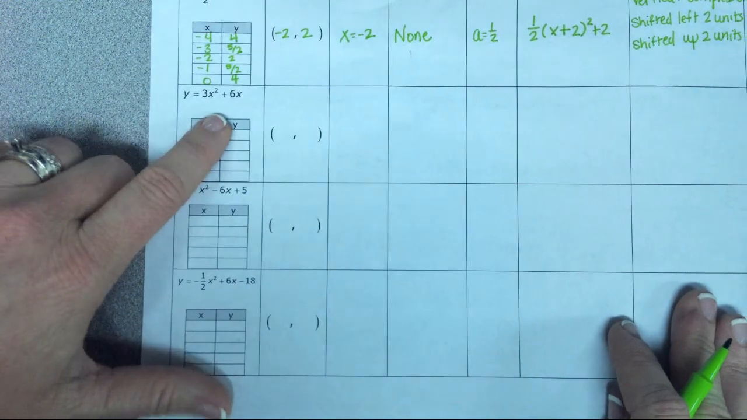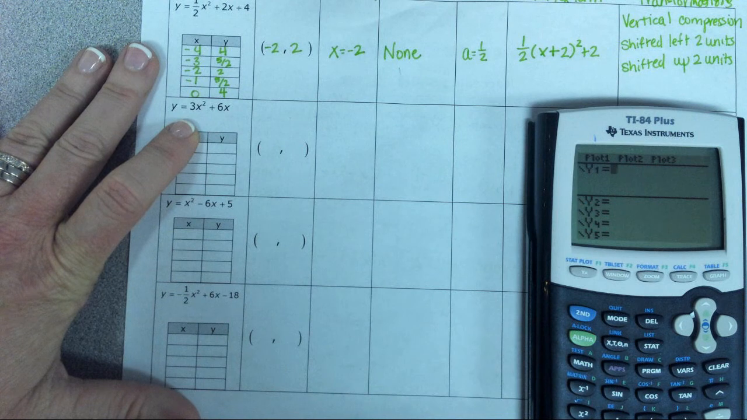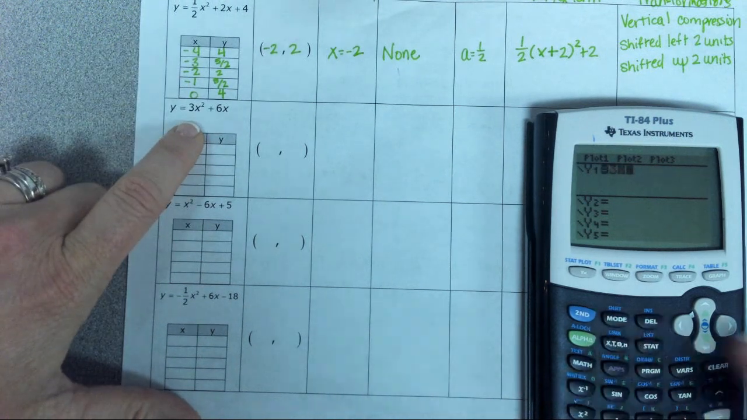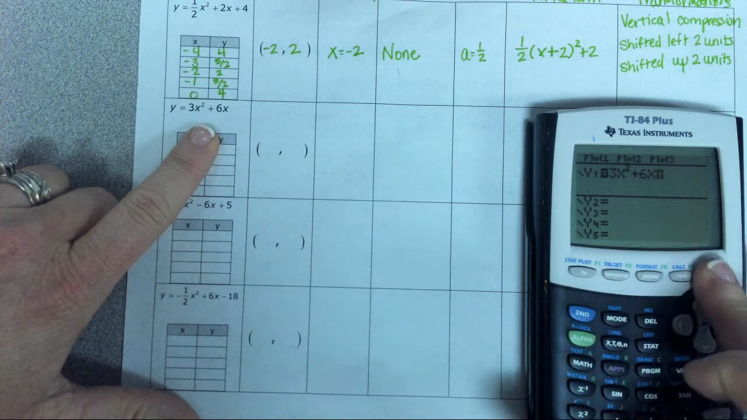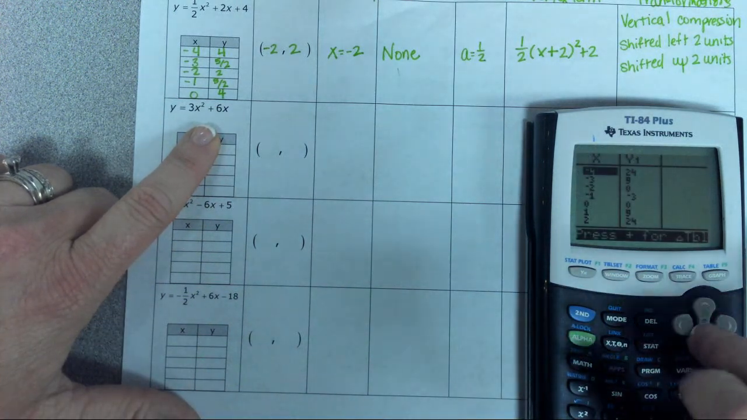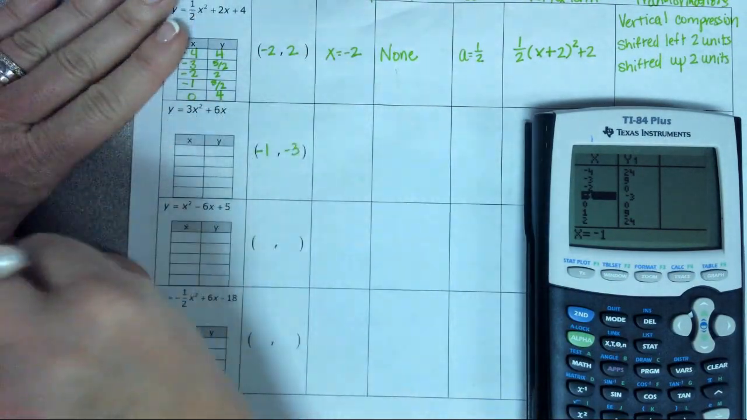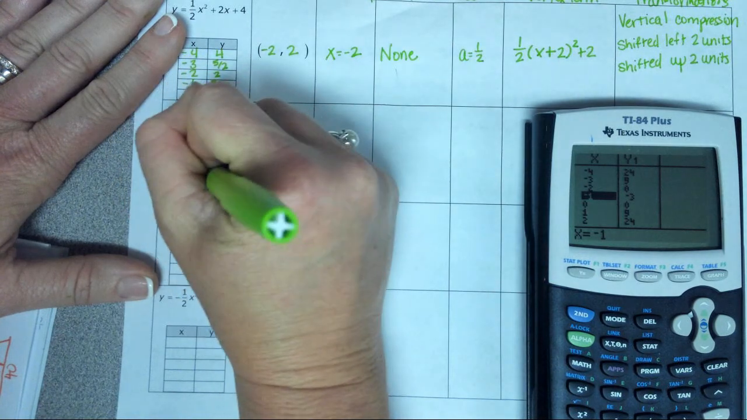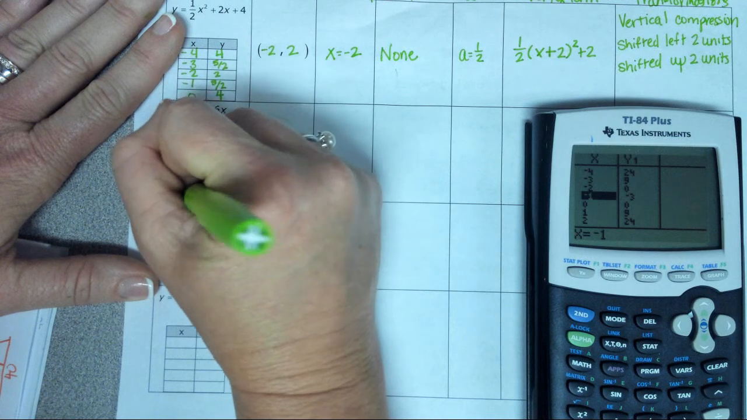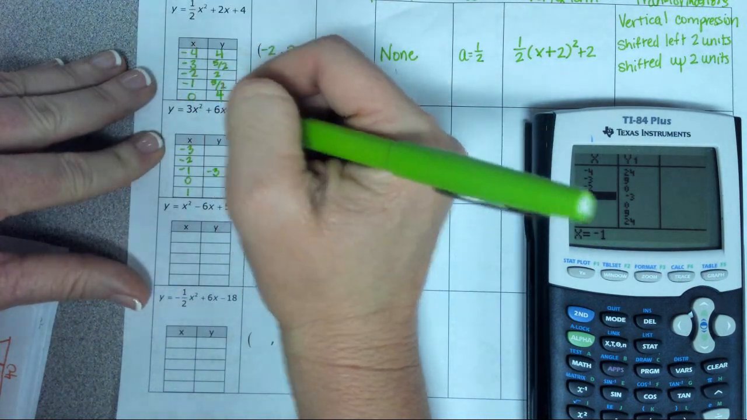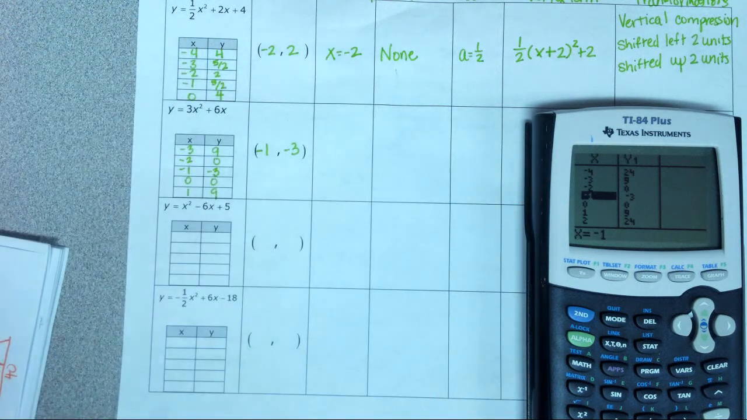Okay, so now we have this function. Going back into y equals, we have 3x squared plus 6x. Go to my table to find my vertex, and I see it right away, -1, -3. So this is going to be -1, -3. That means I'm looking for -2, -3, 0, 1. So I would have 9, 0, 0, 9.